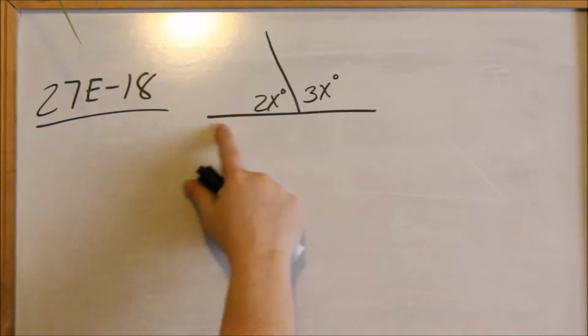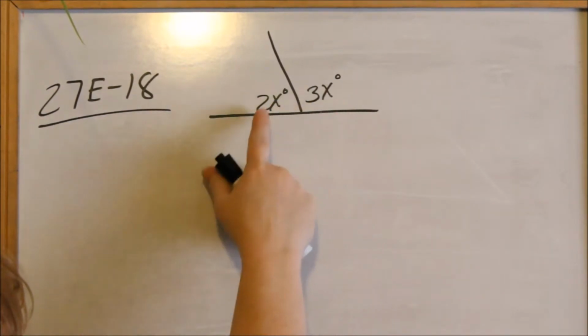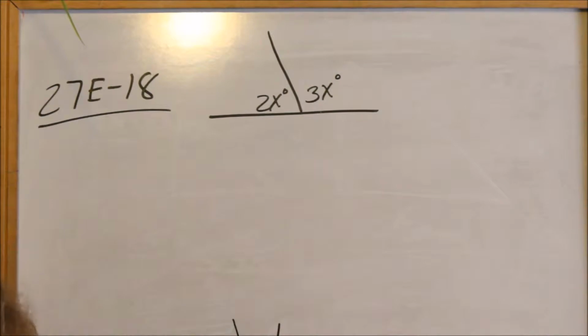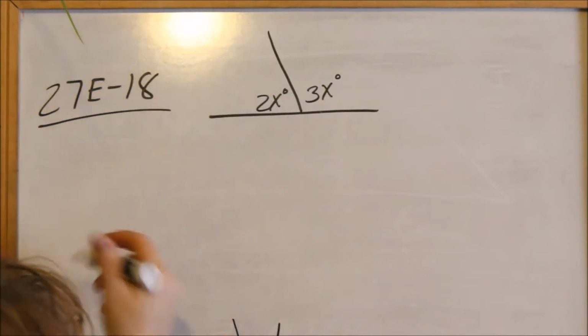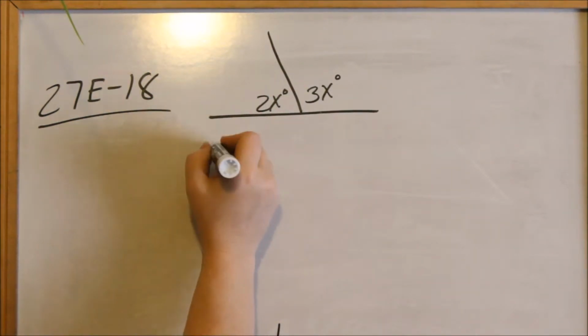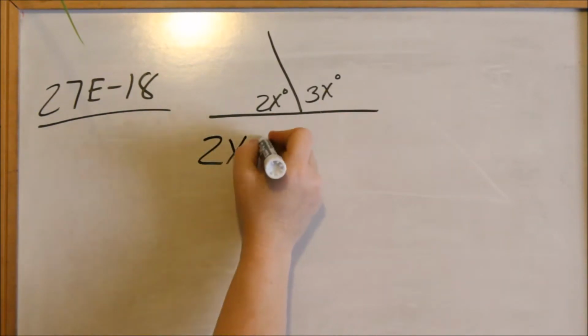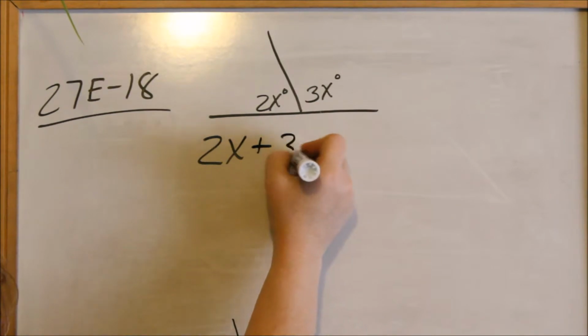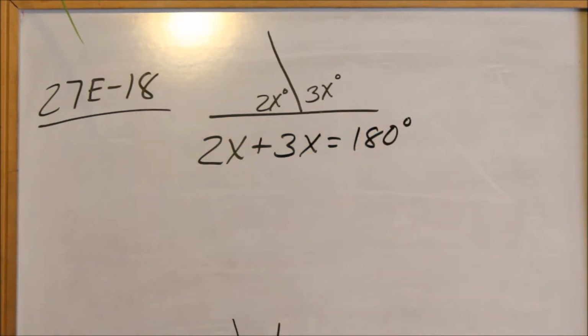What kind of angle do I have here? I have a straight angle, so these angles are supplementary. Angles that are supplementary add up to what? 180 degrees. So therefore, this angle plus this angle adds up to 180 degrees. So you just take whatever they tell you that angle is, which is 2x, plus whatever that angle is, which they tell you is 3x, and that equals 180 degrees.